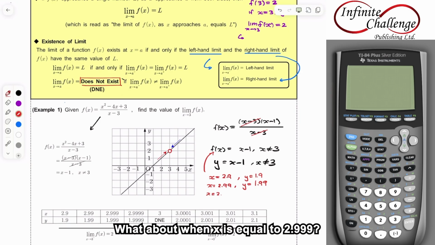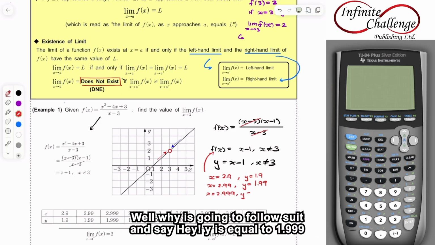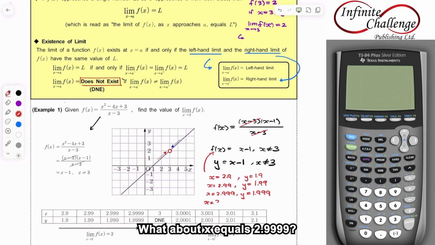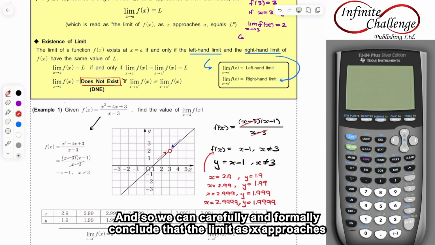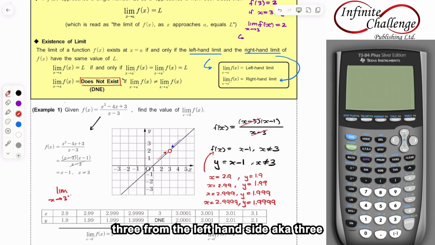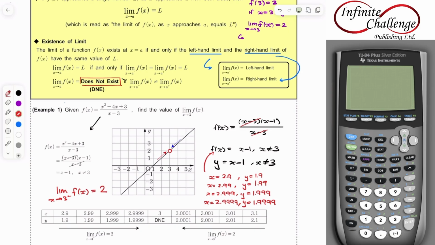What about when x is equal to 2.999? Well, y is going to follow suit and say, hey, y is equal to 1.999. What about x equals 2.9999? You're never going to guess it. Well, y is equal to 1.9999. Do you see where I'm going with this? Do you see where the graph is headed with this? And so we can carefully and formally conclude that the limit as x approaches 3 from the left-hand side, aka 3 minus, of this cool function f of x is going to lead us to 2.